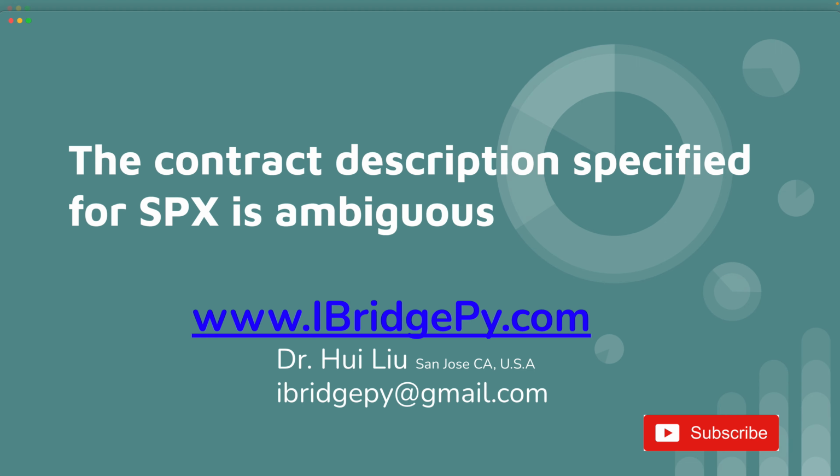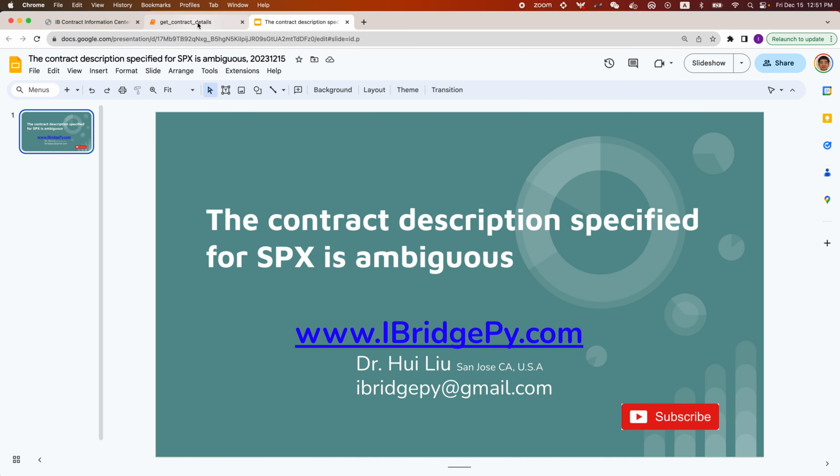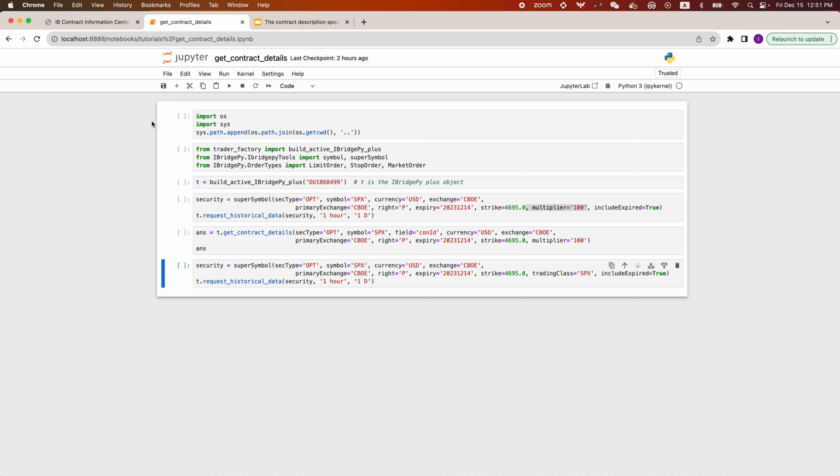So let me switch to iBridgePy. iBridgePy Plus is designed for Jupyter Notebook to interactively communicate with Interactive Brokers. So let me run it.